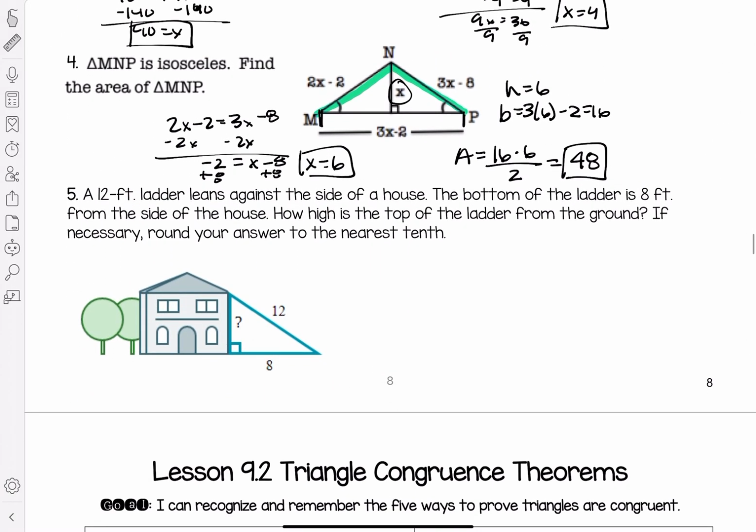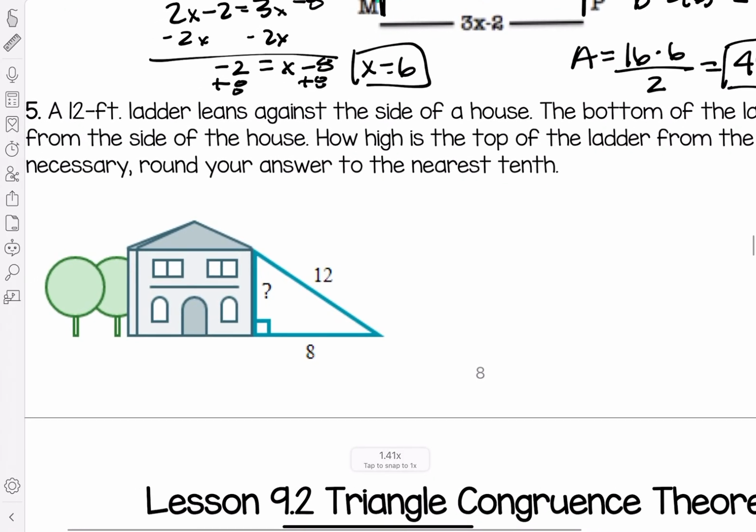All right, and then last one, we have a 12-foot ladder that leans against the side of a house. The bottom of the ladder is 8 feet from the side of the house, and we want to figure out how high the top of the ladder is from the ground. So we want to use the Pythagorean theorem. Remember, this guy over here, 12, is C. So I'm going to say the missing side's B, and I know A. So I have 8 squared plus B squared equals 12 squared.